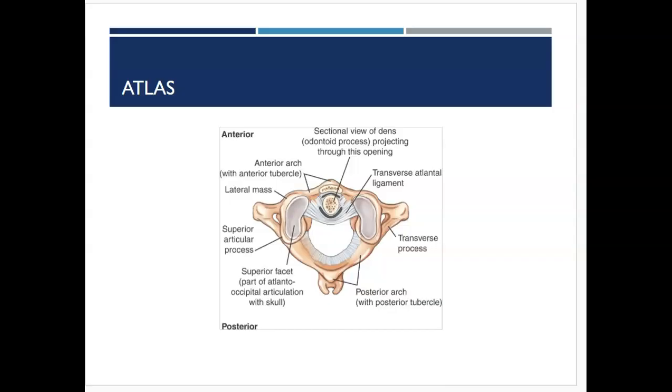The lateral masses each have a superior and inferior articular process or facet. The superior articular processes are shaped for the reception of the condyles of the occipital bone of the skull. The articulation between the atlas and the occipital bone is called the atlanto-occipital articulation, and the inferior facets articulate with the axis or C2.